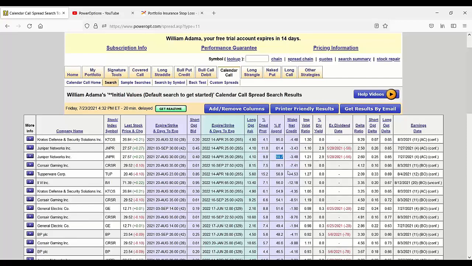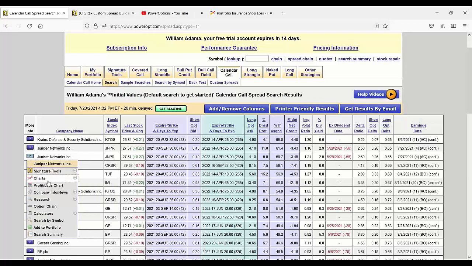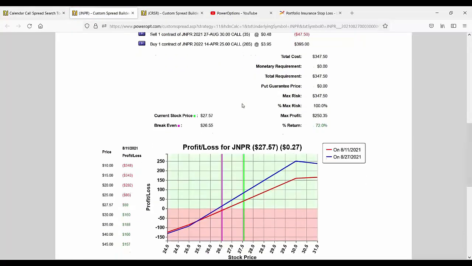But the return is showing us 60%. Well, if I paid 3.48 on a 5-point spread, you might think I'm only going to get $1.52 back. That's not quite 56%. Perfect. There we go. That's much better.